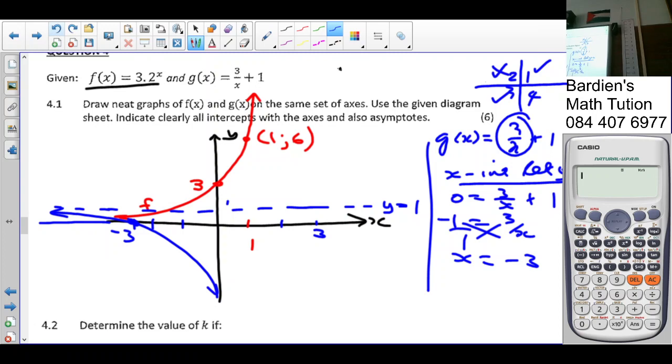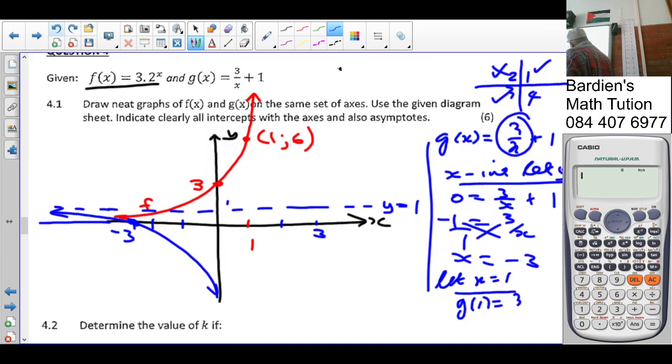And the graph is going to do this here. Because this is of importance, I want to see how close to this graph it will be. So you can say let x equal to 1. So if x is equal to 1, you've got g of 1 equals 3 over 1 plus 1, which is 4. So that is (1, 4). So if x is 1, y is 4.